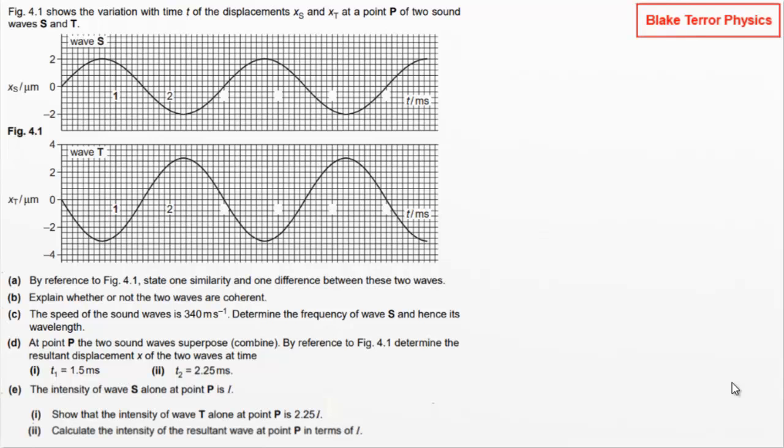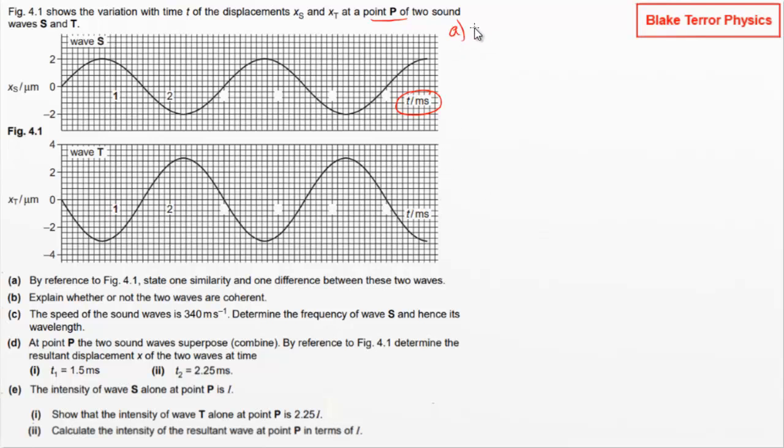Hello, here's another trio of waves questions. So we start here. Figure 4.1 shows the variation with time of the displacements xs and xt at point P of two sound waves s and t, right? So they've given us two wave profiles. We've got time on the x-axis and it's at a particular point in space. By reference to these two profiles, state one similarity and one difference between these two waves.